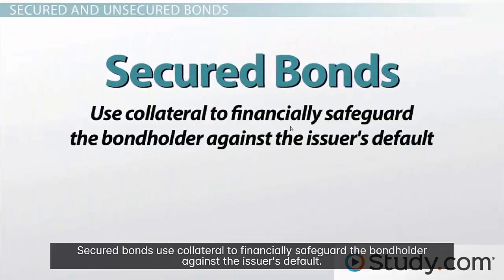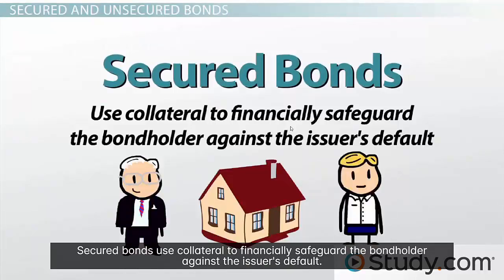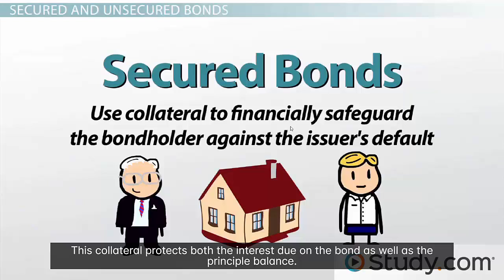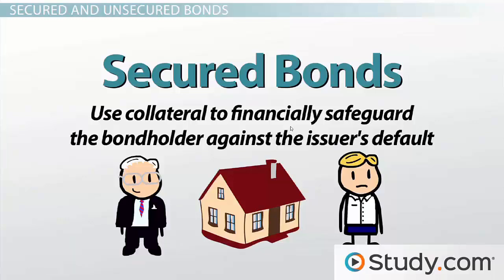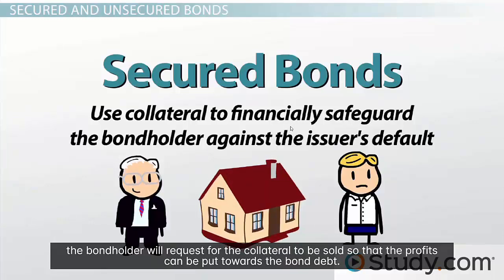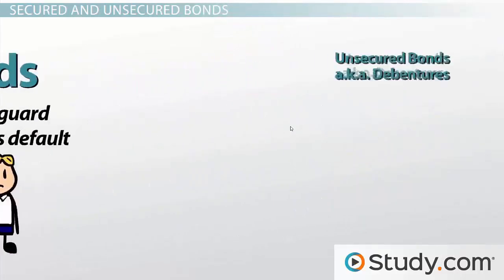Secure bonds use collateral to financially safeguard the bondholder against the issuer's default. This collateral protects both the interest due on the bond as well as the principal balance. If at any time the issuer fails to pay the par value of the loan or the accrued interest, the bondholder will request for the collateral to be sold so that the profits can be put towards the bond debt.